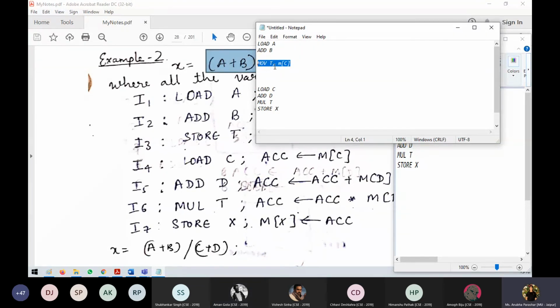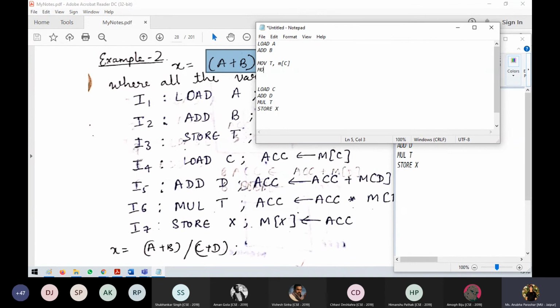Why? Because we are writing load A. By default, wherever the location of A is, it will be loaded to accumulator. That's what our processor is understanding. If you are not using load A, then the alternative is to use move and give the location where we wish to store it.